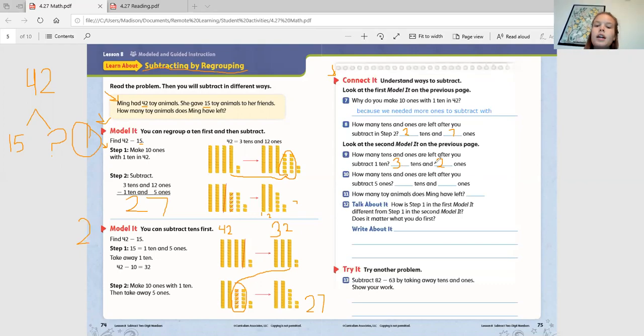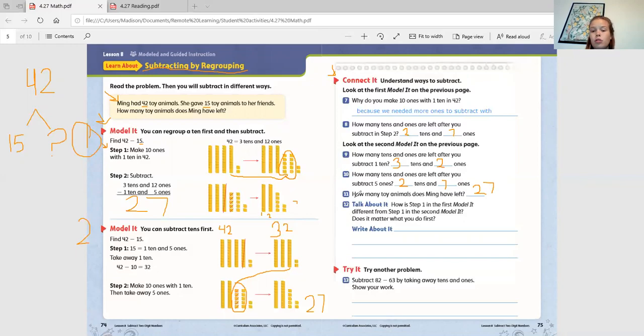Now, how many tens and ones are you left with after you subtract your 5 ones? We're left with 2 tens, and 1, 2, 3, 4, 5, 6, 7 ones. So after Ming gave away 15 toy animals to her friends, she was still left with 27.